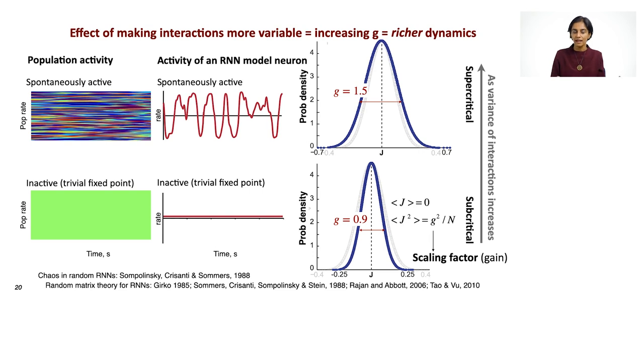So what are we saying, right? The effect of making interactions or recurrent interactions more variable is producing rich dynamics. So there's this one number in these models that if we increase, you get rich dynamics that are spontaneously produced from these models. And that makes them incredibly powerful.